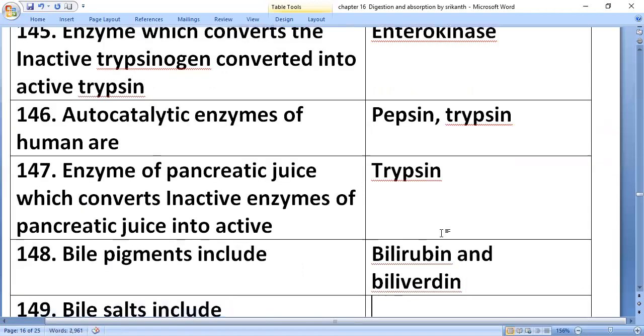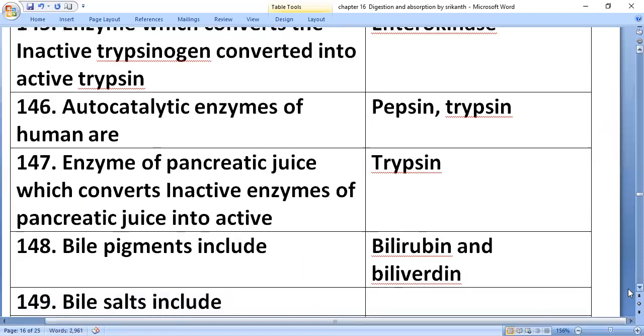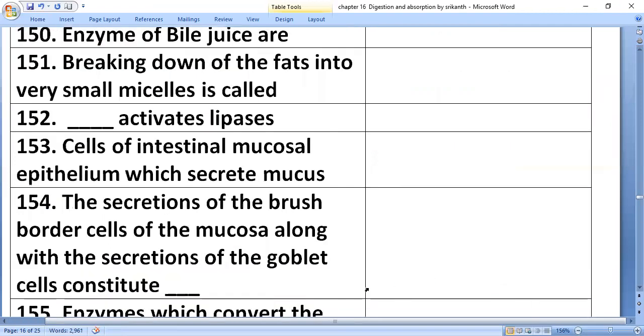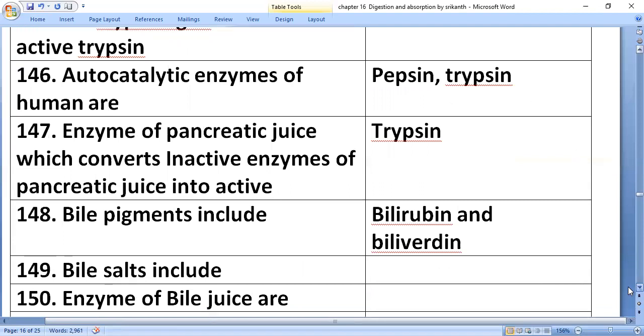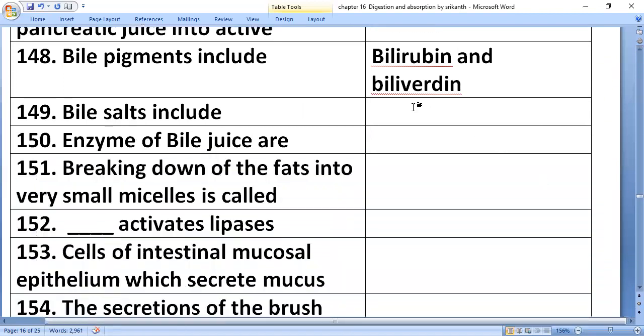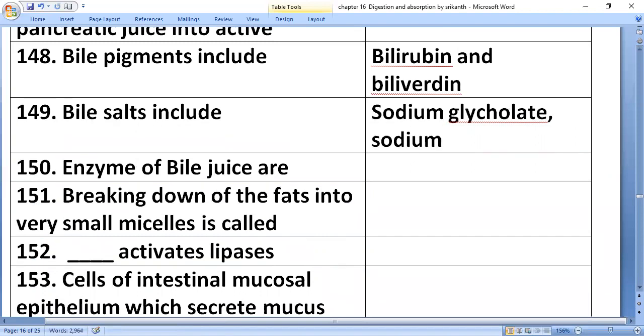Bilirubin and biliverdin. Bile salts include sodium glycocholate and sodium taurocholate. Enzymes of bile juice: there is no enzyme in the bile juice.